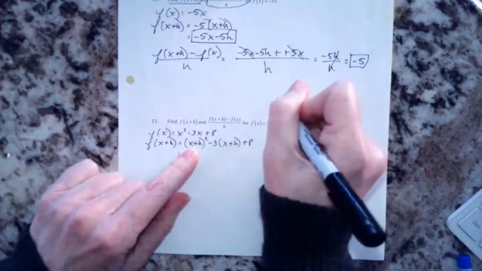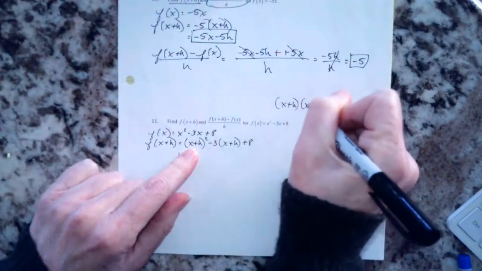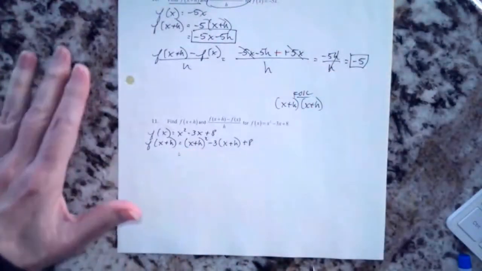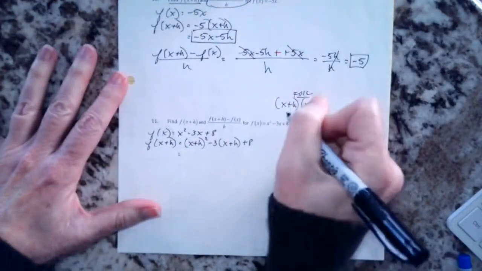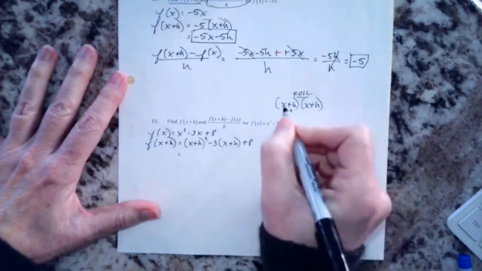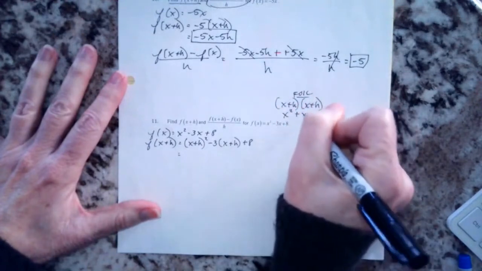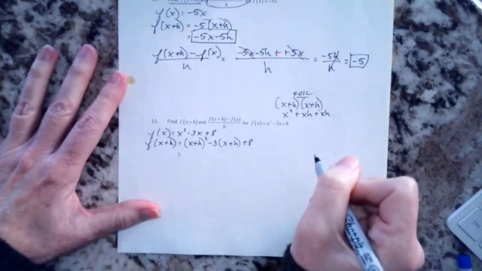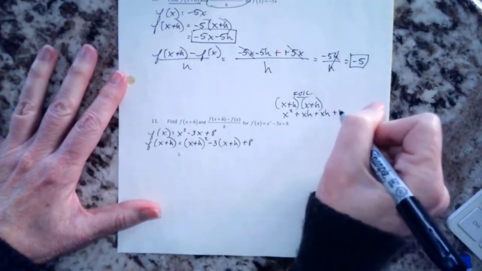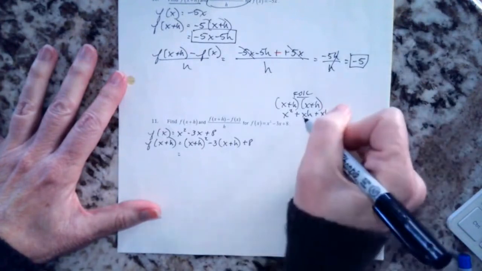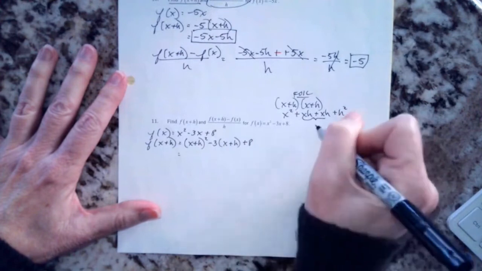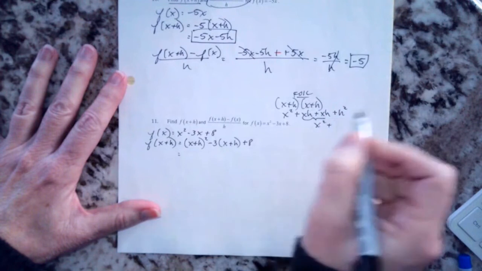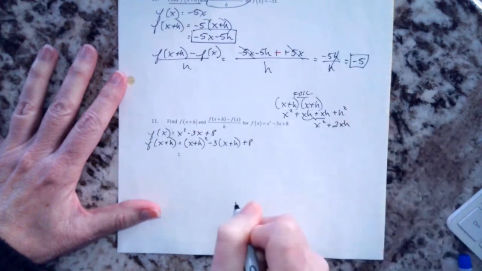X plus h squared, that means x plus h times x plus h, and all of a sudden you got a FOIL problem, so let's FOIL that out. First, x times x is x squared. Outside, that's an xh. Inside, that's another xh. We'll combine them in a minute. And last, that's a plus h squared. These two are like terms. So now I have x squared, I have one of those, I have another one of those. So I have two of those.